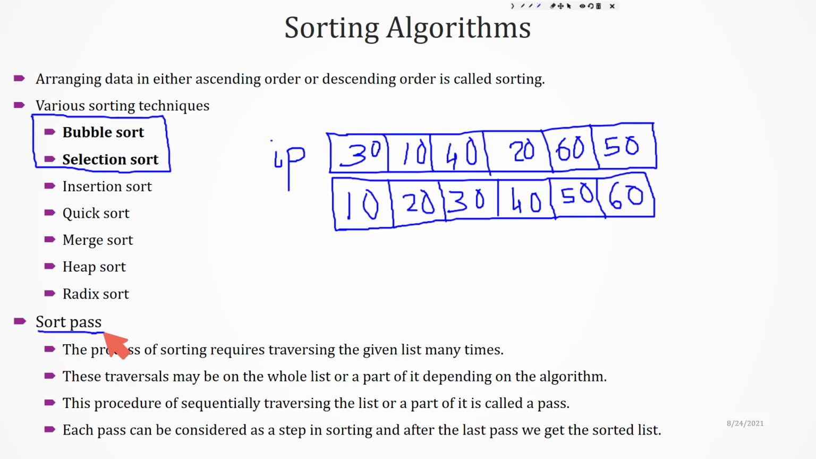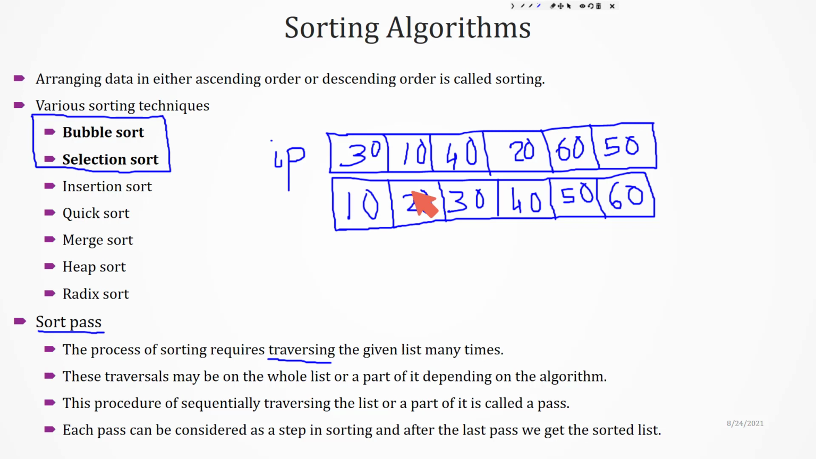Next is sort pass. It's an important point. The process of sorting requires traversing the given list many times. Traversing means we have to visit all these cells, or read all these cells, or access all these cells many times. This traversal may be on the whole list or a part of it, depending on the algorithm. This procedure of sequentially traversing the list or a part of it is called a pass. Each pass can be considered a step in sorting, and after the last pass we get the sorted list.